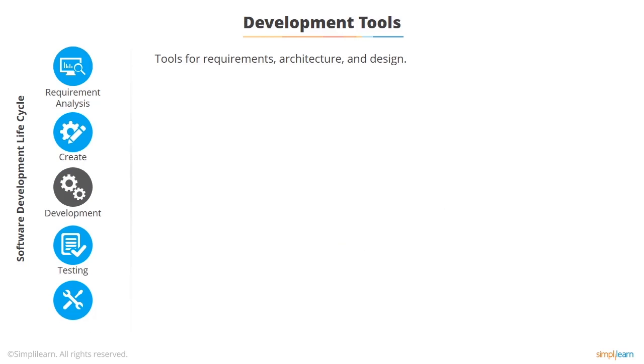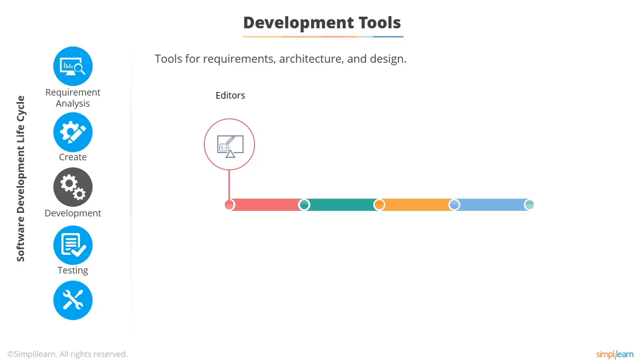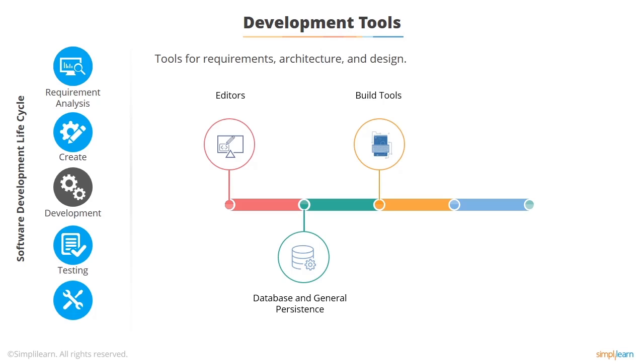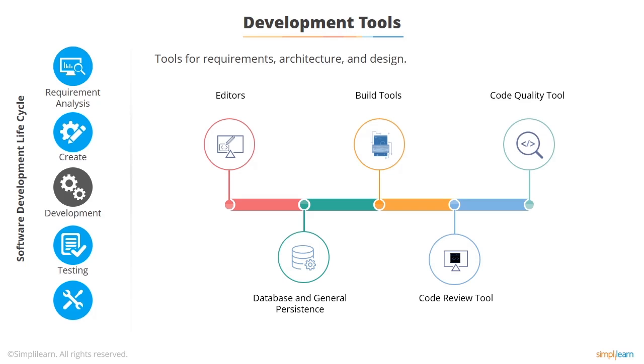The most complex stage of any software development is the code development stage, and there are many tools that are needed at this stage. There's a variety of different editors. We need different databases, different types of databases, different tools for building the software. We need tools for code review. There's also very important code quality tools which can assess the quality of the code and identify common problems very quickly.